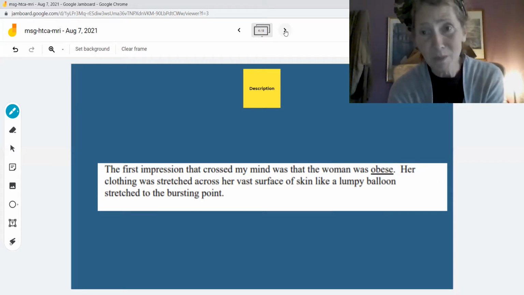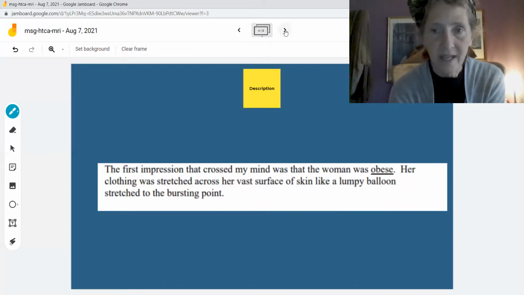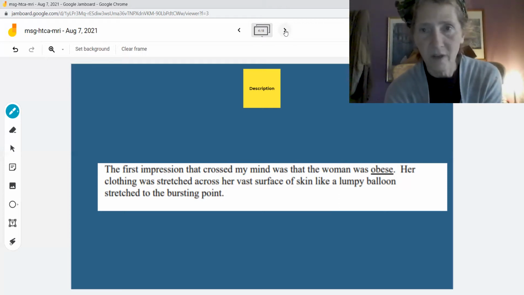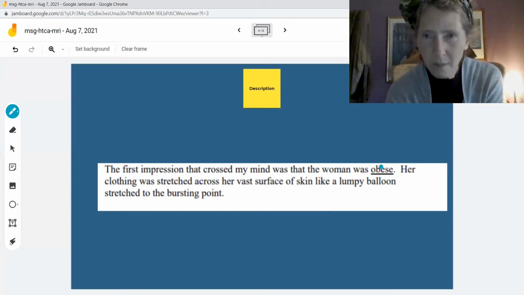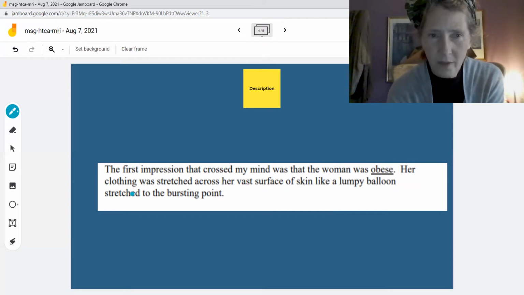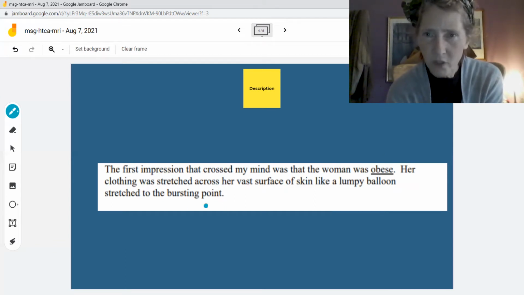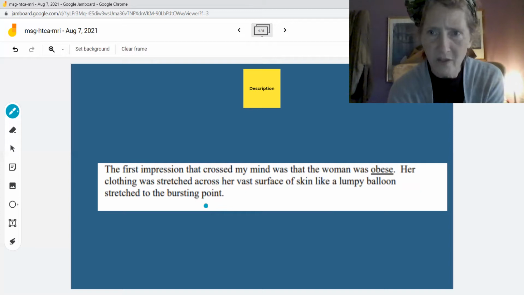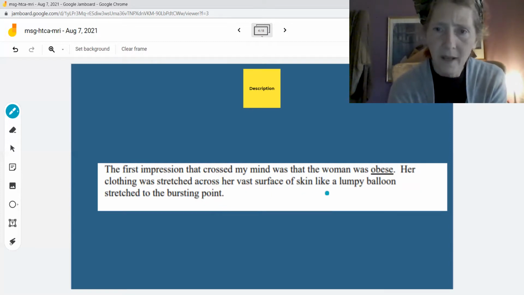And that's called description. The first impression that crossed my mind was the woman was obese. Her clothing was stretched across her vast surface of skin like a lumpy balloon, stretching to the bursting point. So we get quite a visual here of a woman who's wearing clothes that are just far too small for her. And our word in question is obese. So they're describing an obese woman and what she looks like. Her clothes are very tight, they're stretched, the stitches are about to pop.